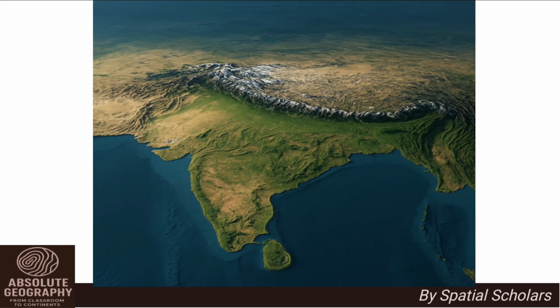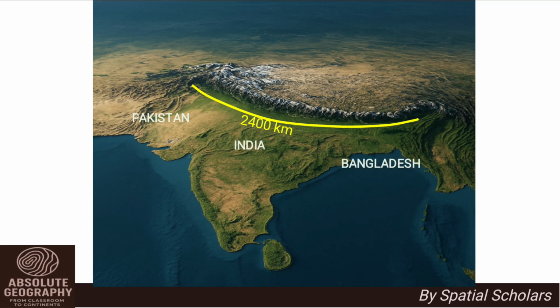The northern plains extend for nearly 2400 kilometers in a west to east direction. These plains run parallel to the Himalayas and spread across Pakistan, India and Bangladesh. Their width, although it varies considerably from region to region, generally ranges between 150 to 300 kilometers. However, the plains become narrow in Assam, where the width reduces to nearly 90 to 100 kilometers.